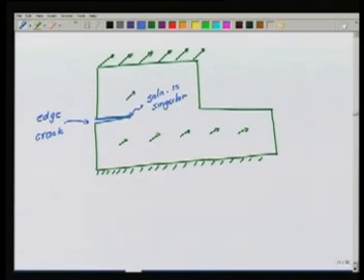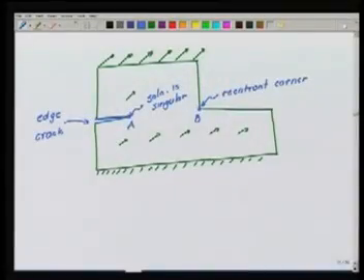What about this point? Let me call this point A, and this point B. Here this is a so-called re-entrant corner. Even here the solution is singular. What does it mean, the solution is singular? It means the state of stress goes to infinity at these points. Some of the stress components go to infinity.